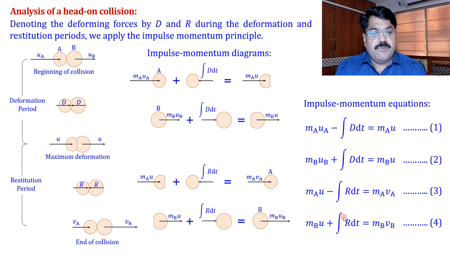Now with the help of these 4 equations we can analyze the entire collision. Actually here you can see the beauty of the impulse momentum principle as well. Actually you don't know how the deforming forces vary with time during the deformation process and restitution process. Even then we are able to write their effects. And in other words, we don't know the value of these forces from instant to instant during the collision. So we are not in a position to apply Newton's law. That is why we are applying the impulse momentum principle here.